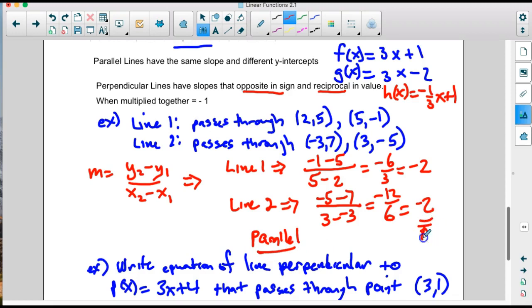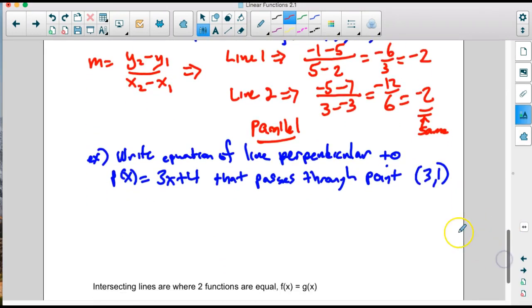Same. If I got +2, then they would be neither, because the one's positive, one's negative. If I got 1/2 on this one, then they would be perpendicular, because 1/2 is the opposite, it's a positive, and the reciprocal of 2. Okay. All right, the second example here is writing a line perpendicular.